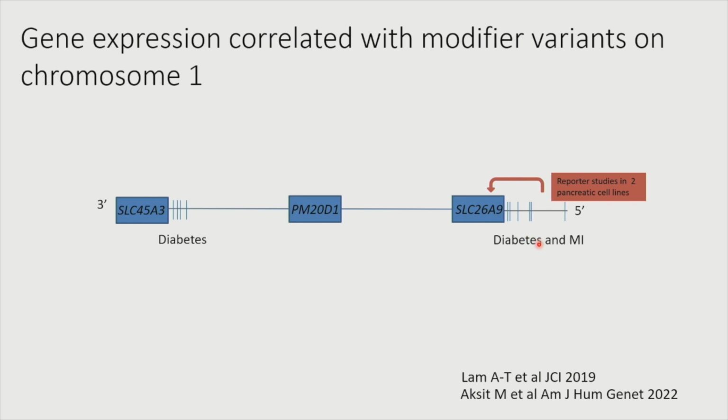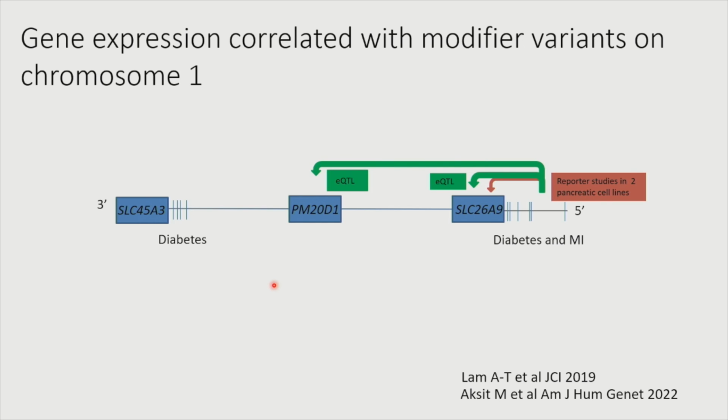Our lab, Onto Lam from my group, had done reporter studies with this in 2 pancreatic cell lines and demonstrated clearly these variants alter the expression of the reporter gene here. There's also evidence from GTEx, another resource, that shows variants in that region alter the level of expression of SLC26A9. So there's pretty good evidence that 26A9 is doing something, and it's expressed in the pancreas and the pancreatic exocrine cells. So it looks like those variants are probably operating on A9.